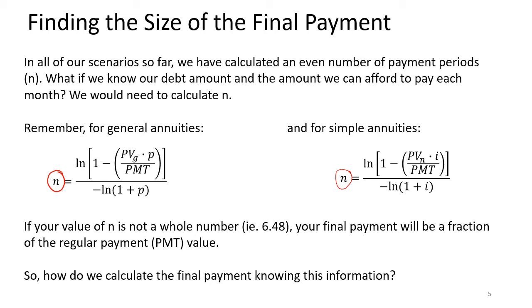Keep these formulas in mind. Again, they're the same formula. The only difference is that for general annuities, you use the equivalent rate of interest P instead of the periodic rate of interest i. And remember, the equivalent rate of interest P is 1 plus the periodic interest rate to the exponent c, minus 1.